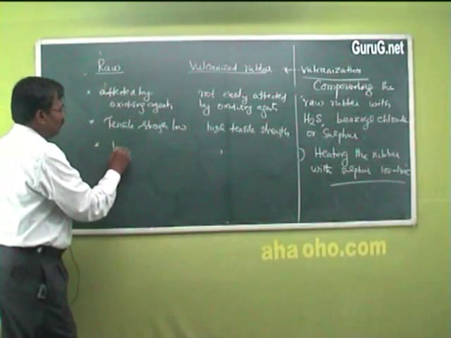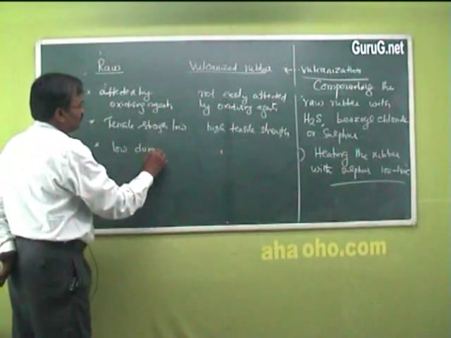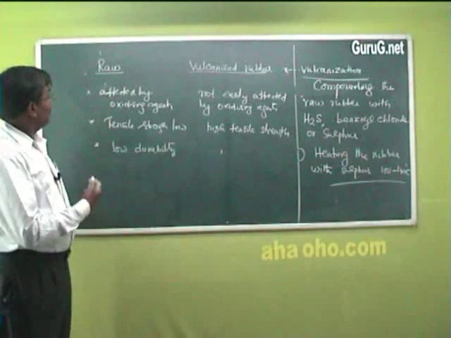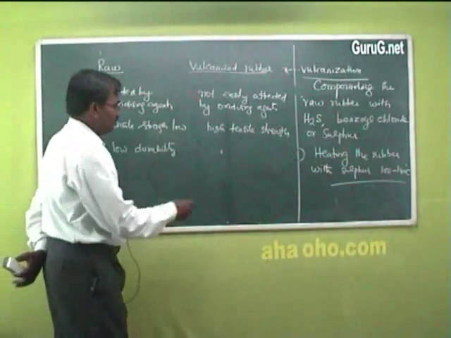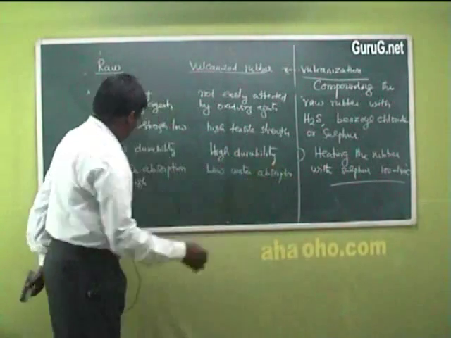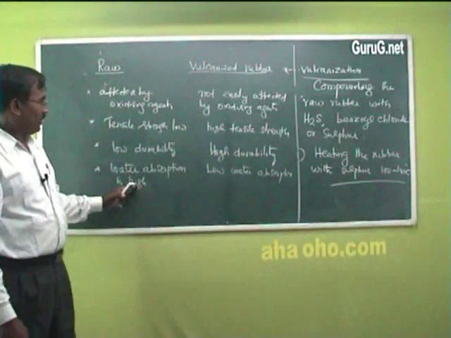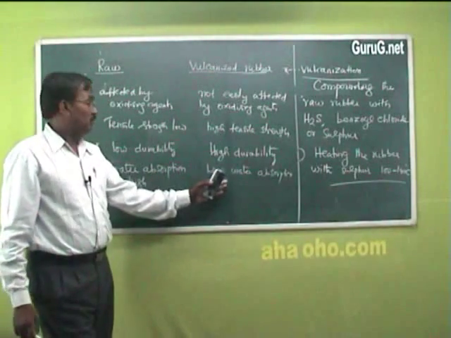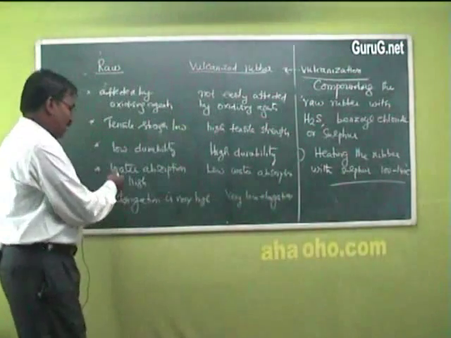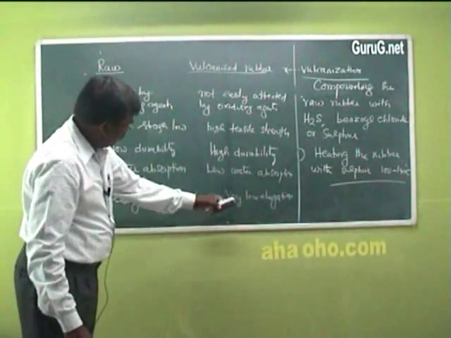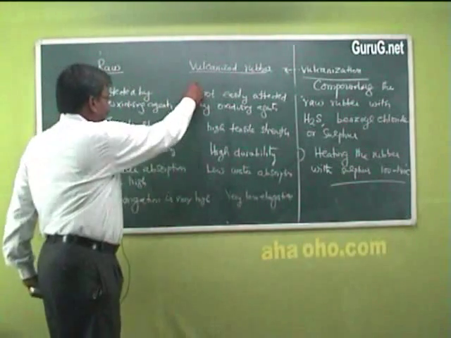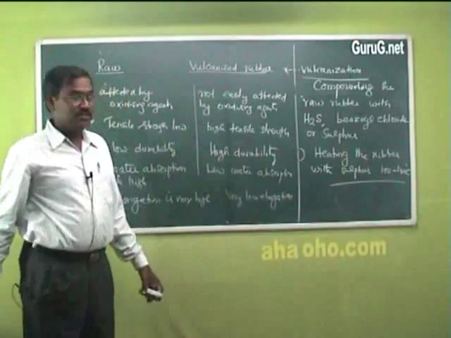And low durability. That means if you make any object using this raw rubber, its life is very short, whereas here it is high durability. Water absorption is high in this case, and water absorption is very minimum in the case of vulcanized rubber. Elongation is very high in raw rubber, and very low in vulcanized rubber. So these are the advantageous things we have with vulcanized rubber.